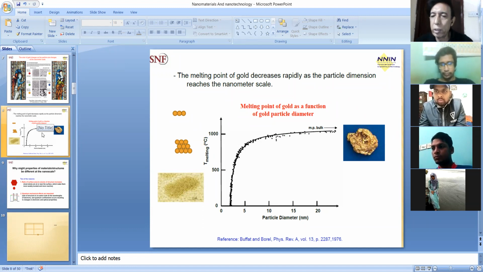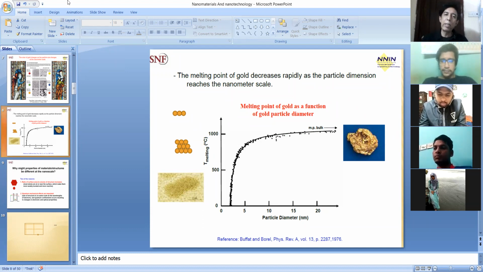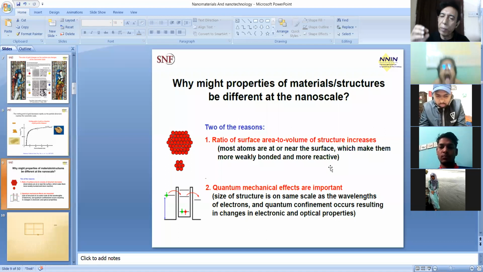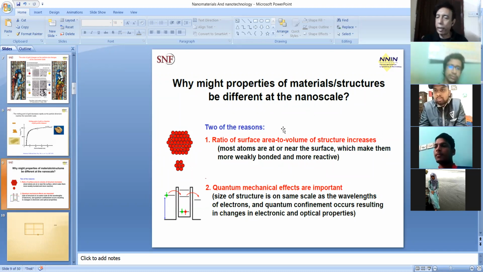You have surface energy and many surface things. But why here it is the bond which makes them weakly bonded and more reactive. So in a nanomaterial, you will get more surface. You will get the surface area to volume ratio high. That means you will get more surface atoms.